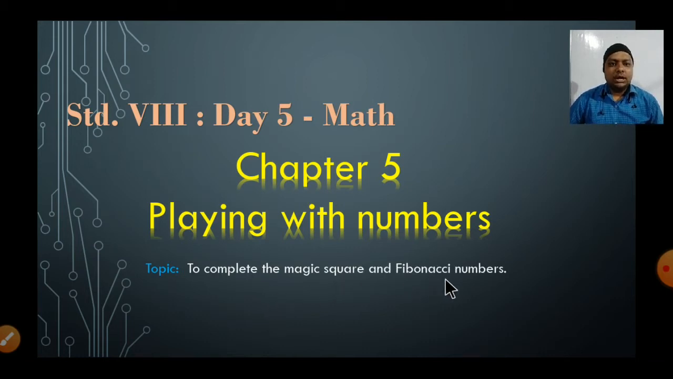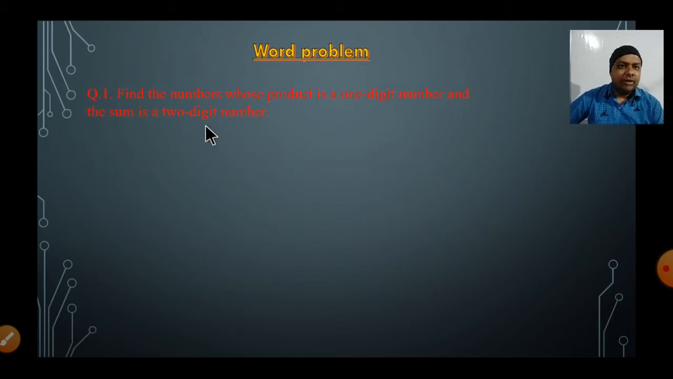Let's see how. But first, let's solve one word problem. Here you can see the word problem is: find the numbers whose product is a one digit number and the sum is a two digit number. It means we have to take that value. Let's start with the numbers from 0 to 9. Then what will be the value? Whose product is a one digit number and the sum is a two digit number.